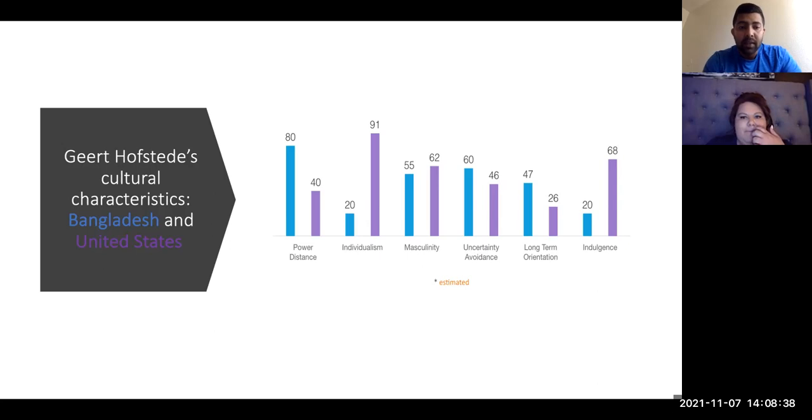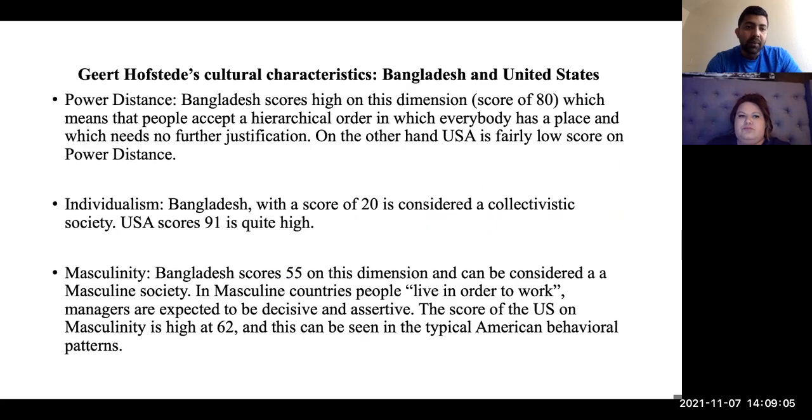As we can see on the screen, the graph is pretty different for both countries. Like in power distance, almost in every aspect, the numbers vary a lot. So I'm just going to describe all those parts in the next two slides, how this is happening and why this is different for two different countries like Bangladesh and USA.